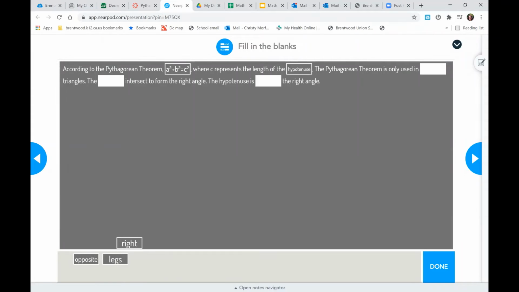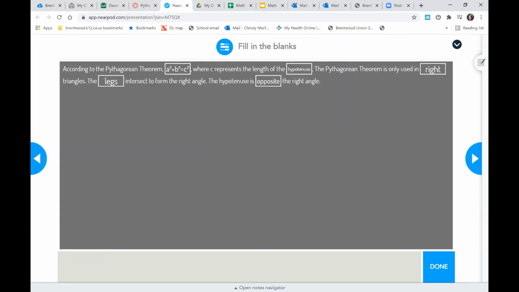The Pythagorean theorem is only used in blank triangles. Well, we only use this for right triangles. And the other two words that are left don't even make sense to put there anyway. So the Pythagorean theorem is only used in right triangles. The blank intersect to form the right angle. So I always go like this when I'm explaining. So it's the L portion or the legs. Easy way to remember legs, because it's the L part and legs start with L. So the legs intersect to form the right angle or the 90-degree angle, and the hypotenuse is opposite.